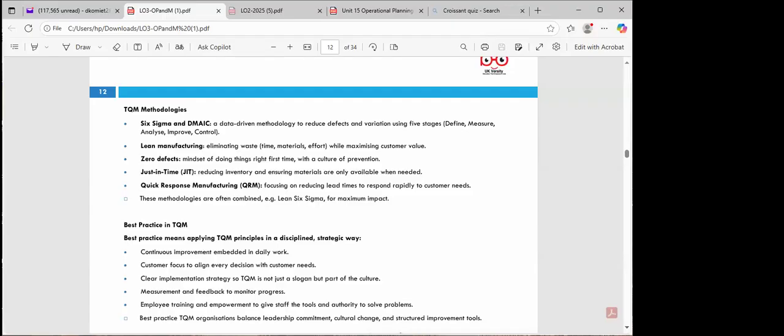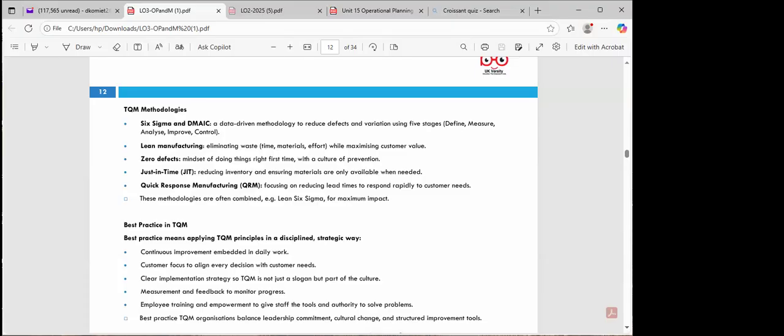I spoke about that, order to ship. So you order things and get them done only when it is needed, rather than straight away and waste time. It's called just in time, or just in time shipping. All right, and quick response manufacturing: focusing on reducing lead times to respond to rapid customer needs.